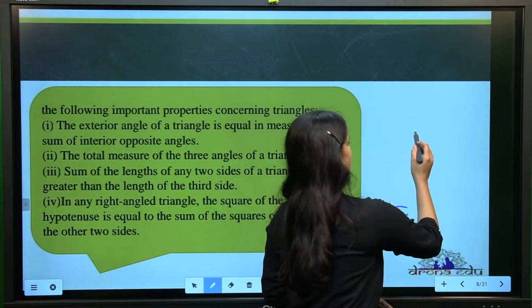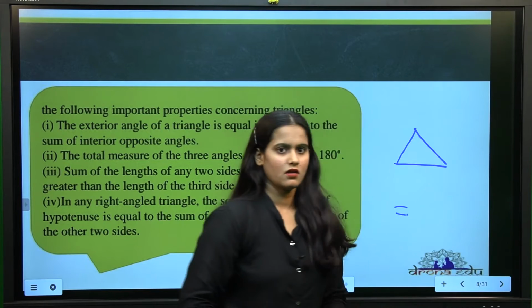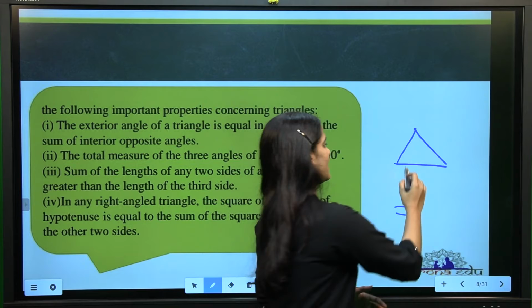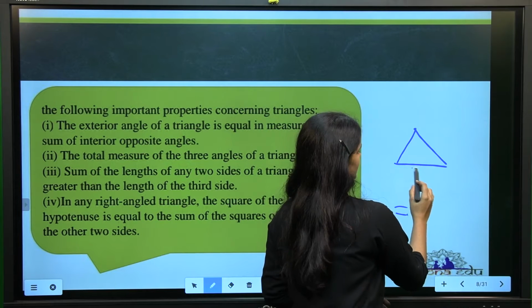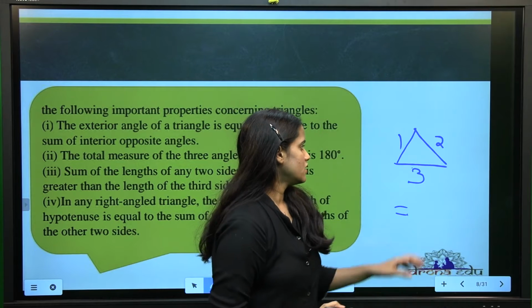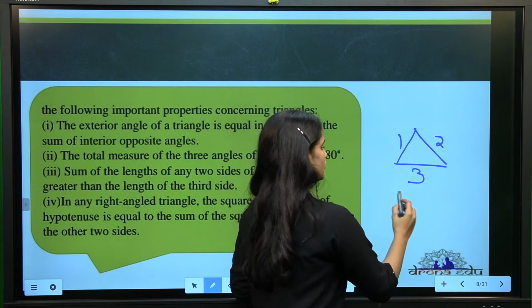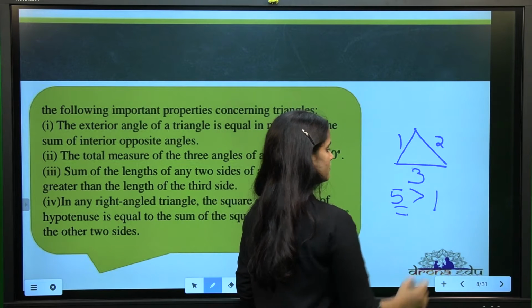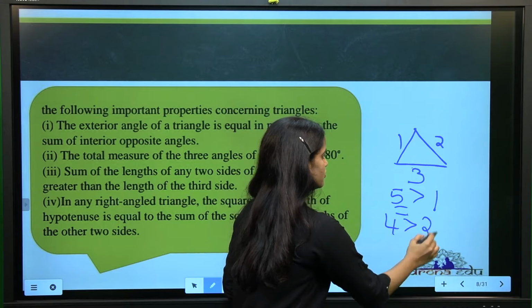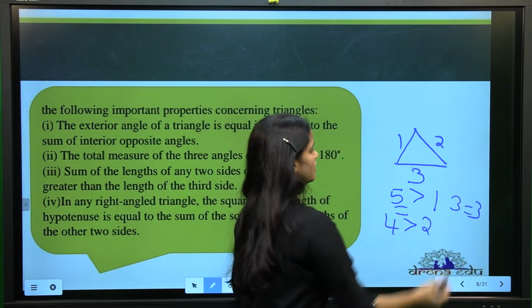See, for example, if I take a triangle, they are saying the sum of the length of any two sides. So, if I take it as 3 centimeter, 2 centimeter, 1 centimeter. Always remember the sum of length of any two sides, means 3 plus 2 is 5, will be greater than 1. Or if you take 2 plus 3, it will be equal actually, but you can do it.